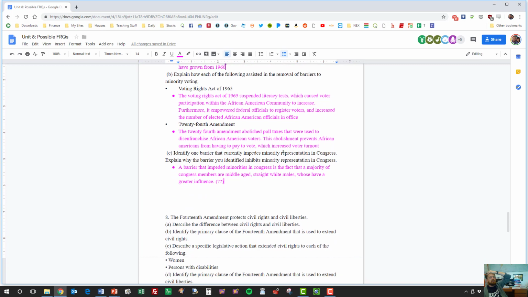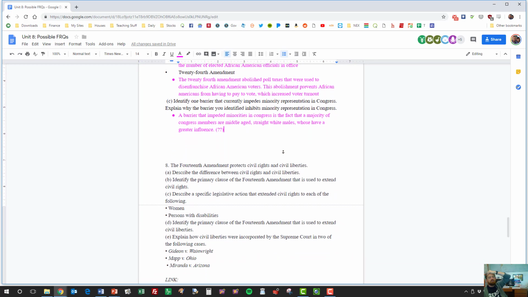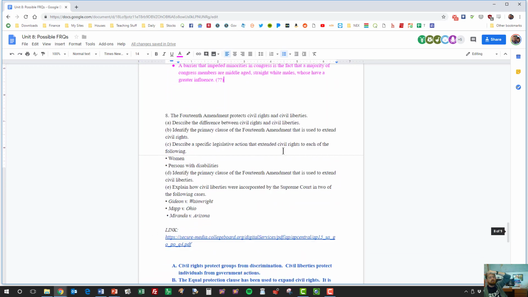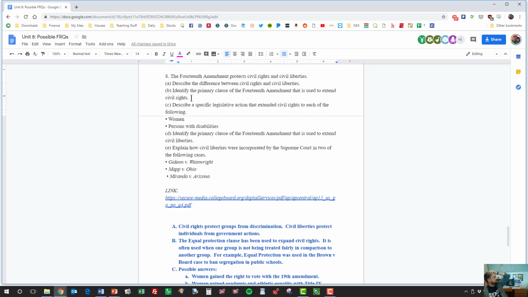And then we look at number 8. It's super similar to 5, at least part E is. And it says, describe the difference between civil rights and civil liberties. Remember one of those notes we had that started with this concept? Civil rights protect groups from discrimination. Civil liberties protect individuals from the government actions.